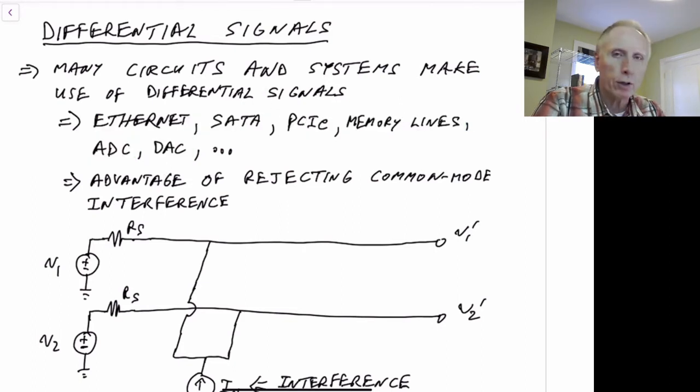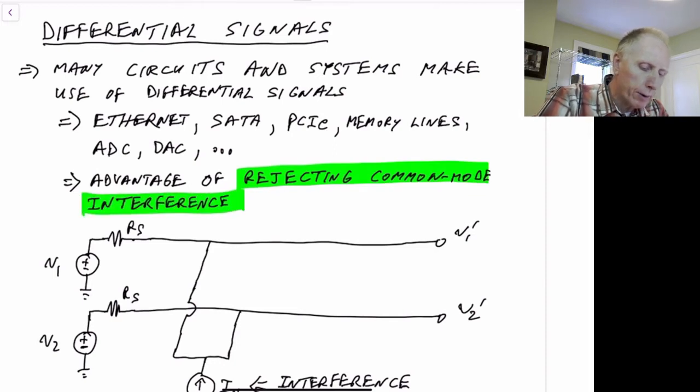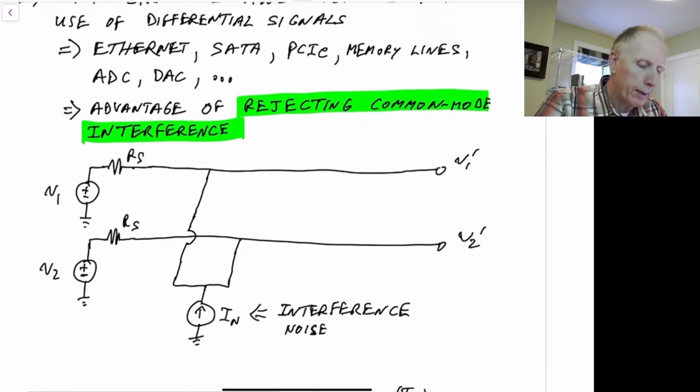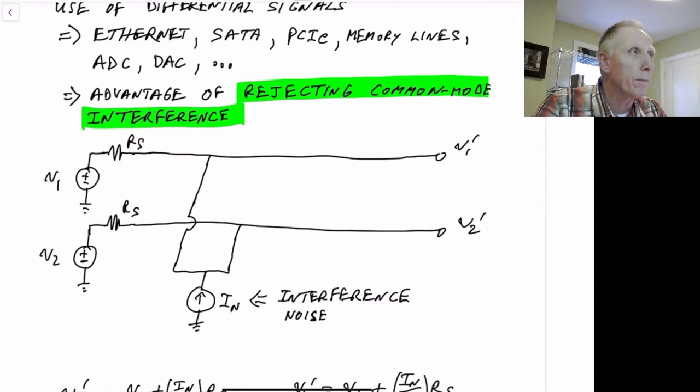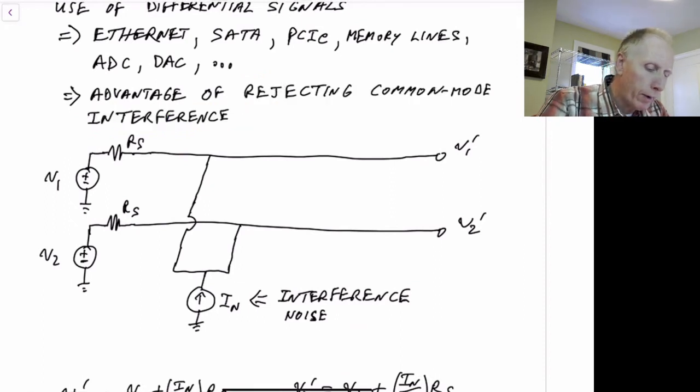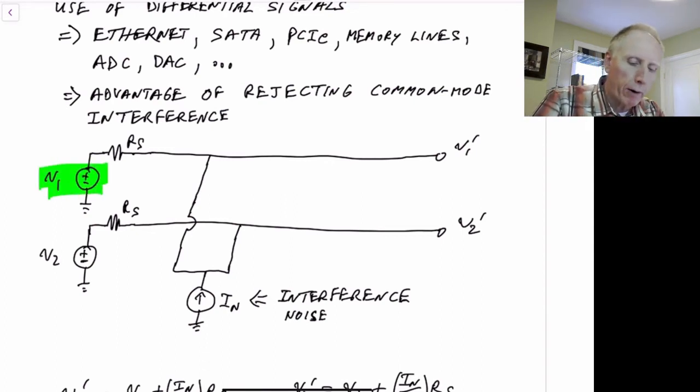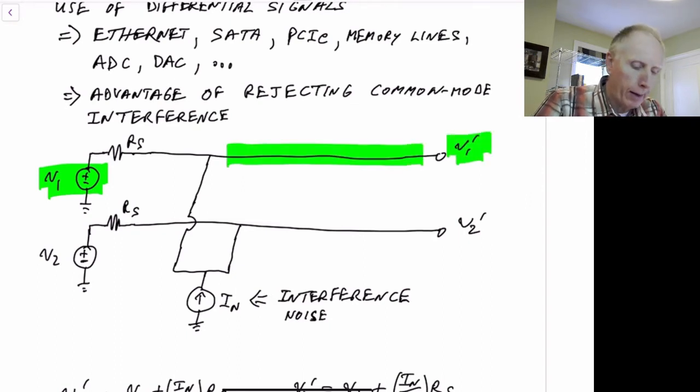So what are some of the advantages of differential signaling? One of the advantages is that it rejects common mode interference. This is probably the main advantage for using them. Imagine that we have a voltage V1 going to a far node V1 prime. So we have a long wire that's connected here. Let's say there's an interference noise at this point. Let's only worry about V1. Let's say this is a noise current coming in.